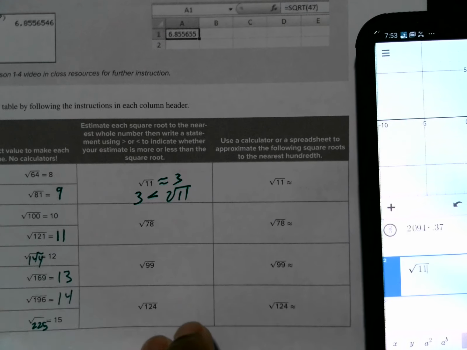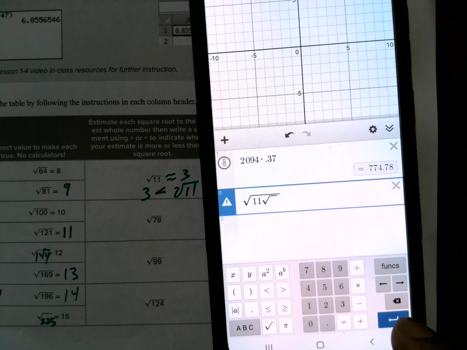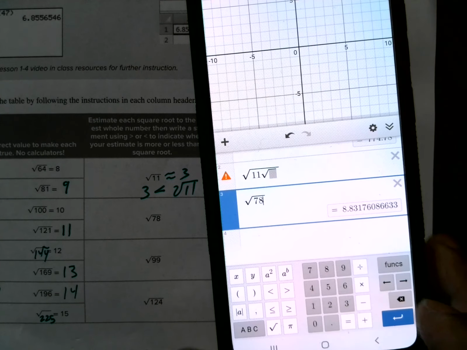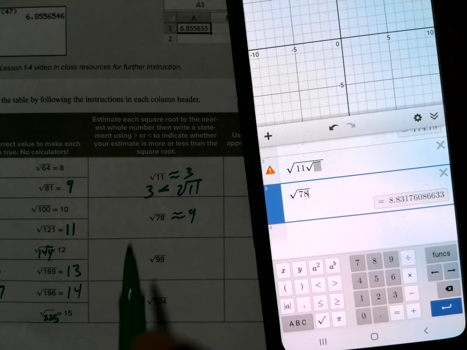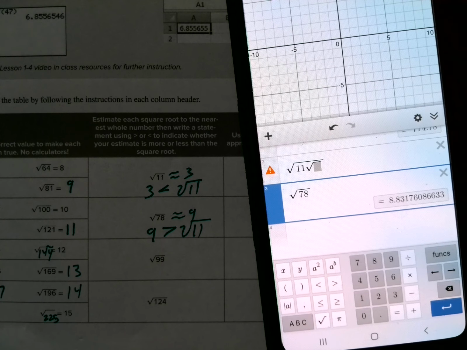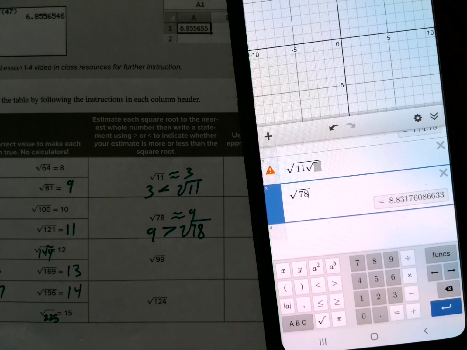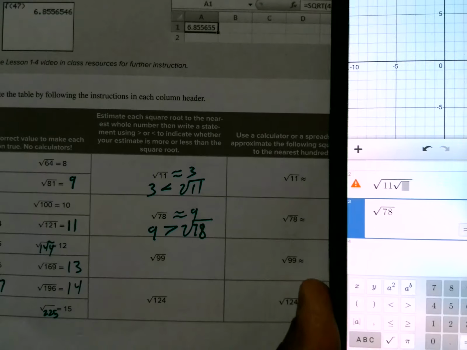Now we go here to the square root of 78. We take the square root of 78, and that gives us 8.8, and we know that could round to approximately 9. And we know 9 is greater than the square root of 78. I guess I was looking at that top problem. The reason being is the square root of 78 is 8 point something, and 9 is greater than that.